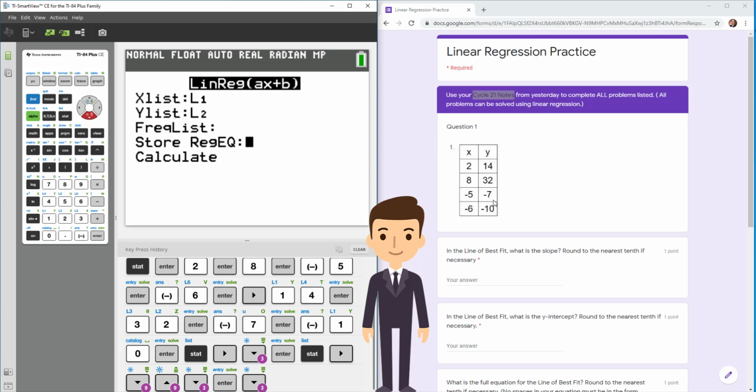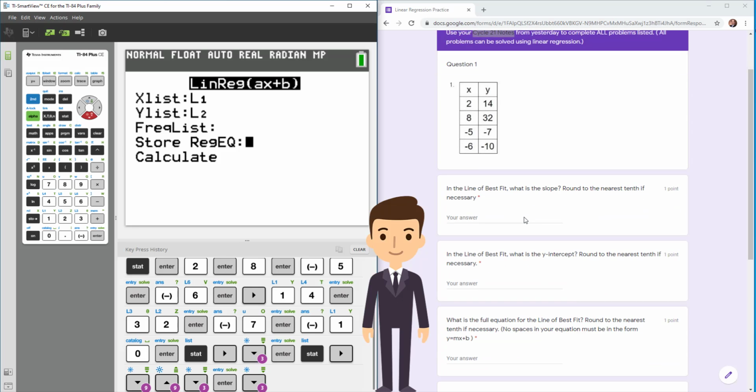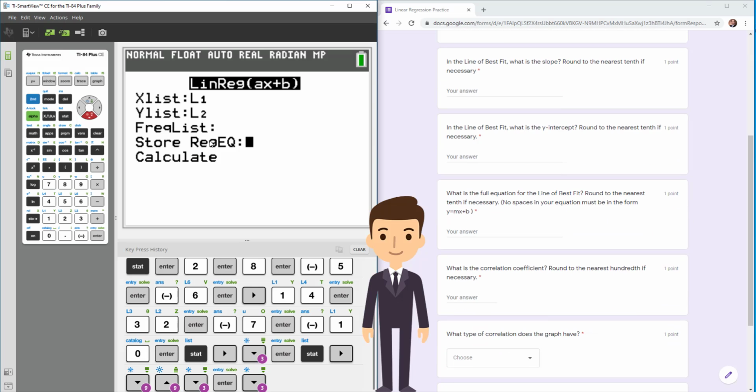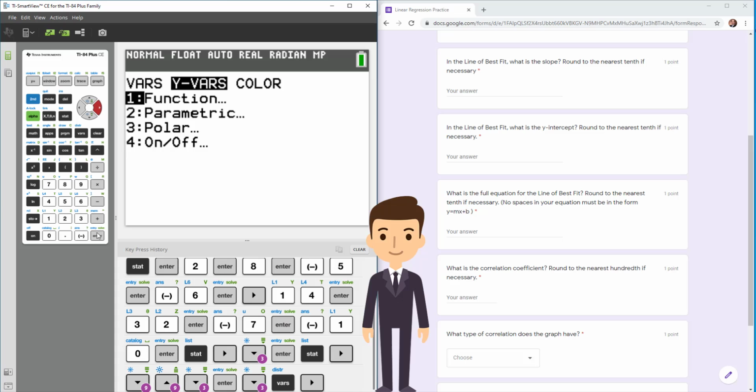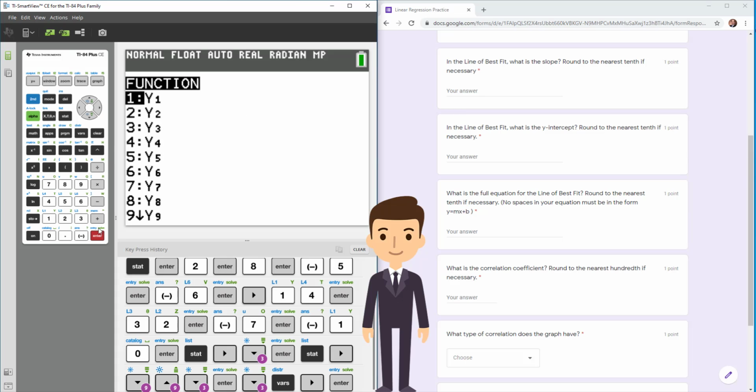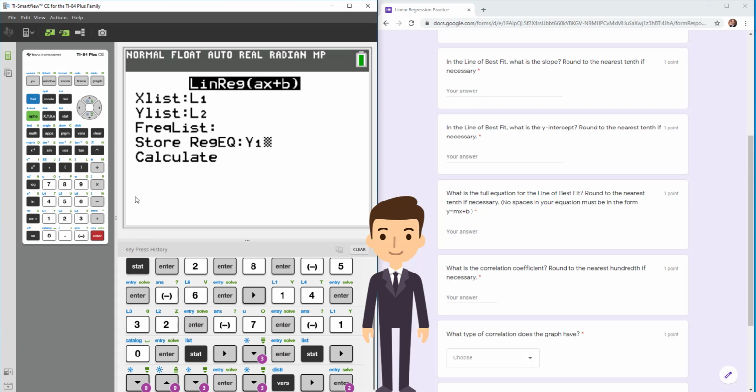Technically, for a lot of these, it's not going to be necessary, but the nice thing about storing the regression equation is you can actually see your line, okay? So the way you want to do this is to store your regression equation. You want to hit VARS, then go to Y-VARS, hit enter for Function, and Y1, you hit enter. What that's telling it to do is, whenever you figure out what that line of best fit is, store it in Y1. And when you do that, it should put it in Y1.